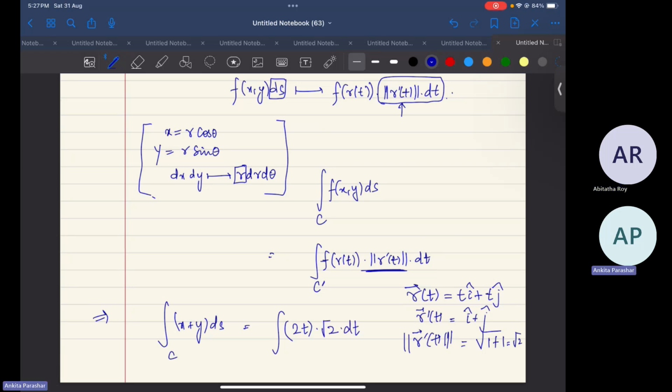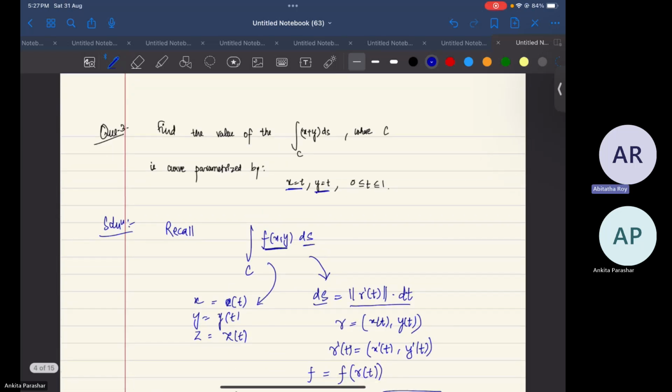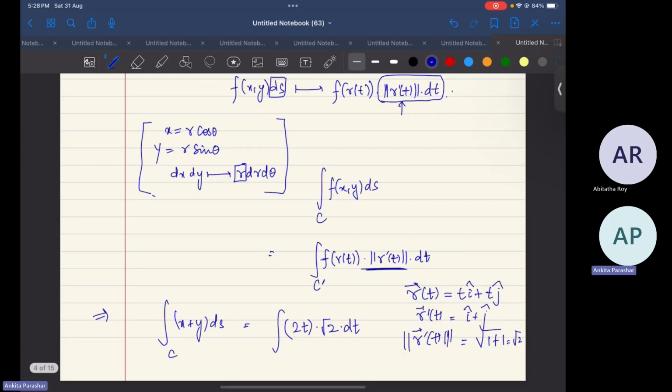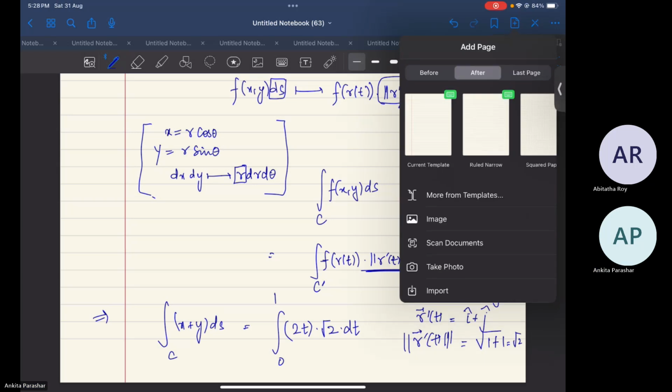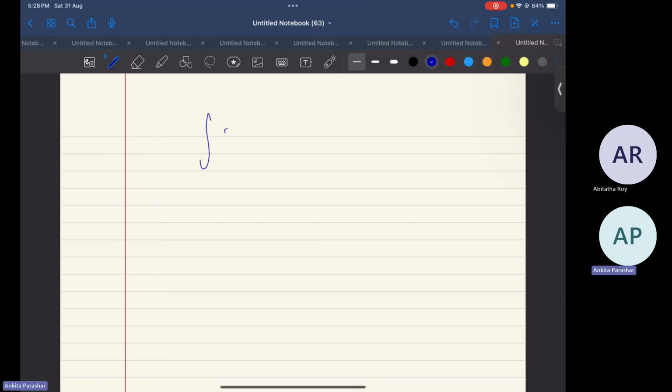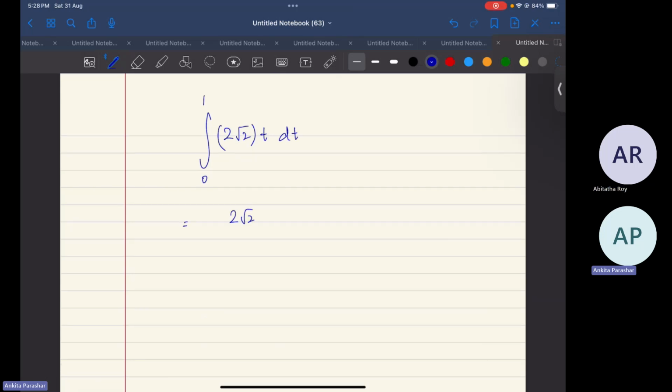But what is the limit of t? It's 0 to 1. Yeah. So therefore, I will simply do this: the integral from 0 to 1 of 2 root 2 t dt. And 2 root 2 t squared by 2 from 0 to 1 is nothing but root 2 t squared from 0 to 1, which is root 2. Yeah, so here is the answer.